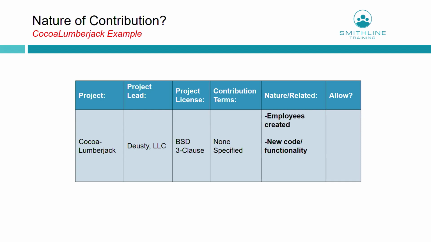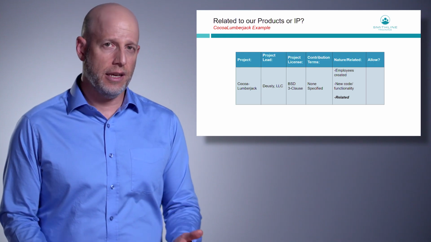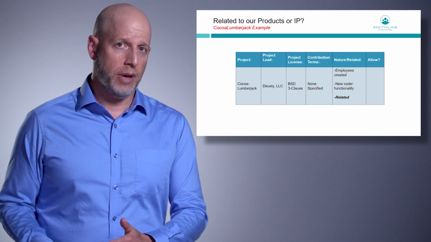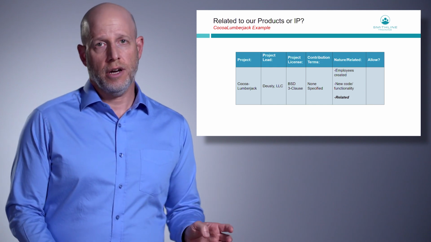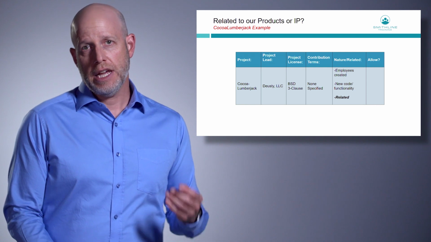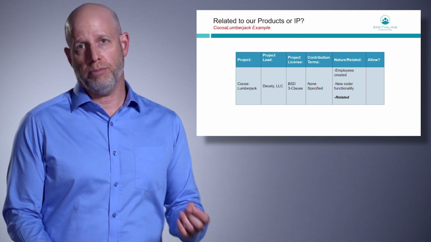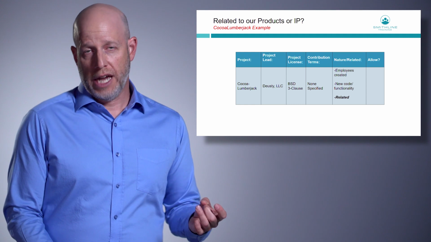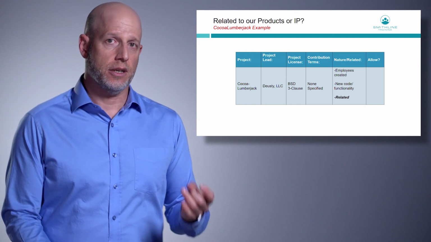The second thing we take into account, again, is what's the nature of the contribution. And the engineers come back and tell us, well, we created it all ourselves, but there is some new code and functionality here. And finally, to that third question, is this contribution related or not to our products and IP? The engineers come back and say, well, in fact, it is. It's not right in our core domain, but what we're doing with this code gives us a competitive advantage. It's helping our application perform better, and therefore we have to say that it is, in fact, related code.